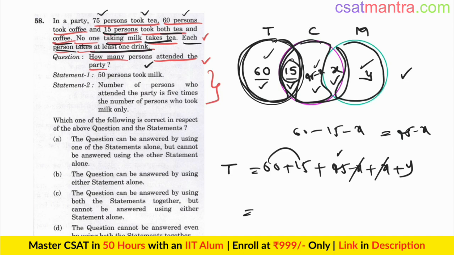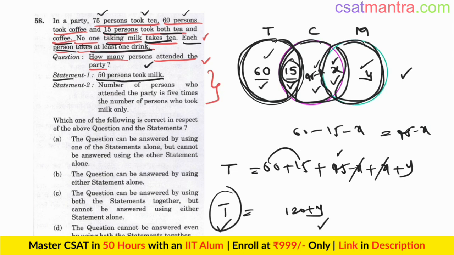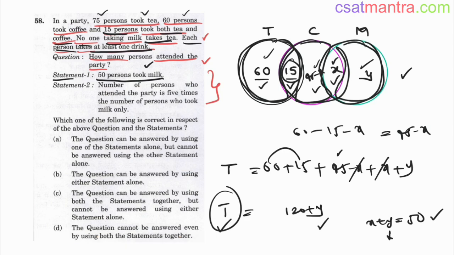75 plus 45, 120, 120 plus Y. Now to know this value, we need the Y value. This value does not depend on X. Kindly see this. Now statement 1 says 50% took milk. This is 50. X plus Y is 50. We cannot find out the Y value using this equation. To find out the Y value, we need the X value. X value we don't know. So we cannot answer this question using this statement alone.